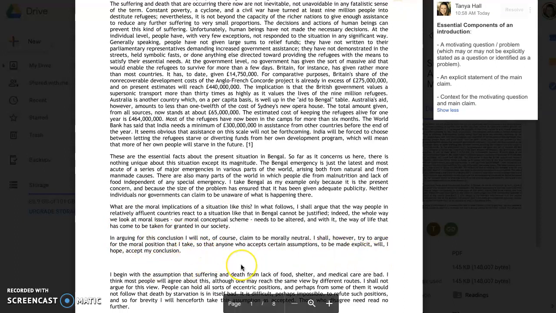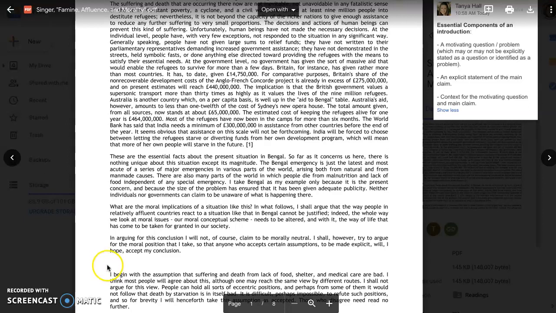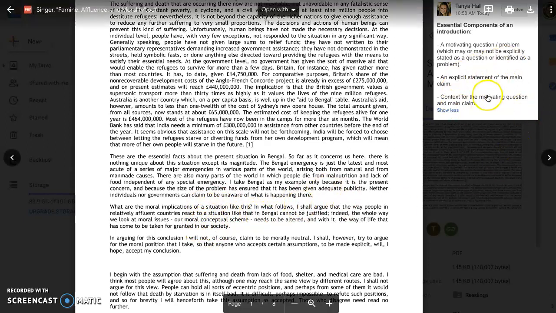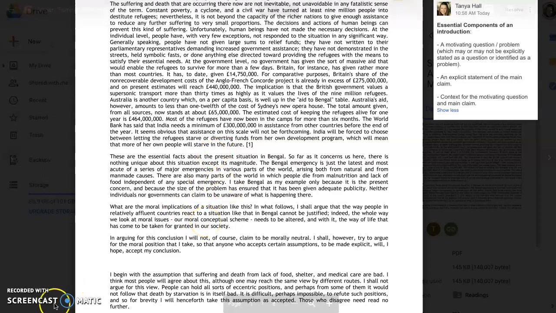Okay, so you're going to argue for the position. This feels like the end of the introductory section. I've got a motivating question: what are the moral implications of a situation in which bad things are happening and nobody is doing anything? And the main claim is that doing nothing can't be justified, and so we need to rethink how we react to things like this, which involves examining our very moral categories, our moral conceptual scheme. And then we've got context for the claim, which is a specific emergency situation in which people are taking this attitude, which he presumably is about to criticize.